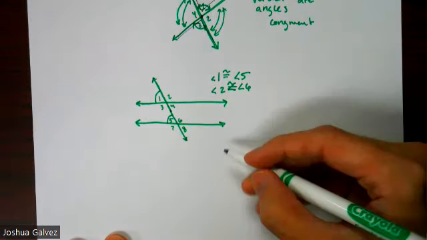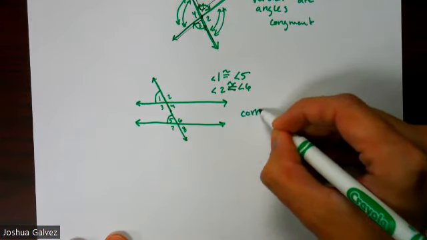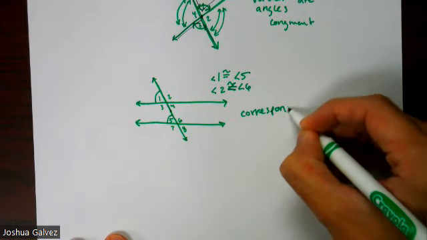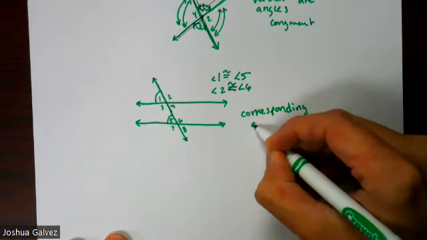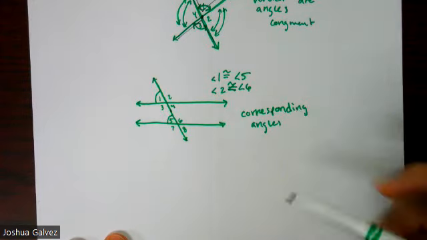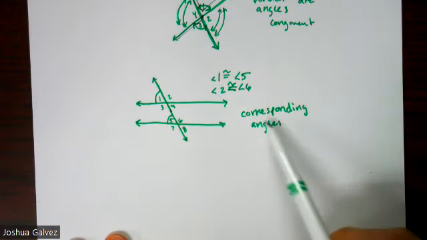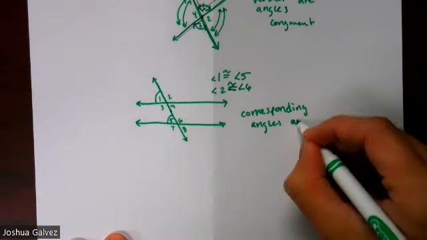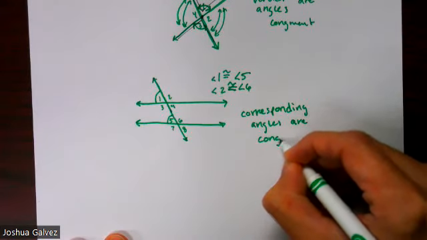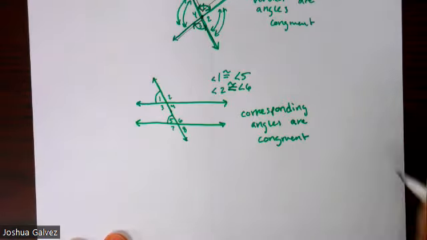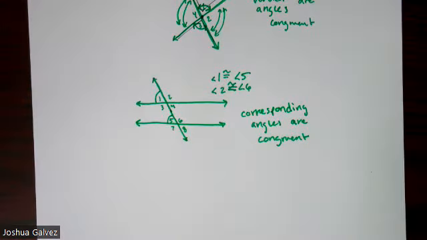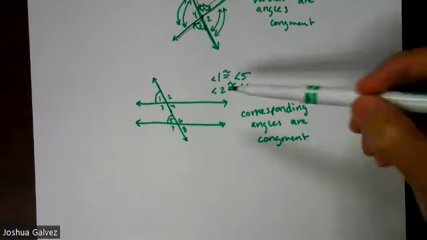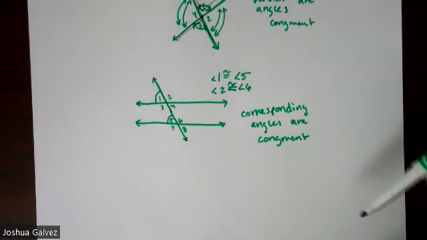This concept is called corresponding angles. So angle 1 and angle 5 are corresponding. Angle 2 and angle 6 are corresponding. So corresponding angles are congruent, given that the lines are parallel, right? So these lines have to be parallel, and then corresponding angles are congruent.